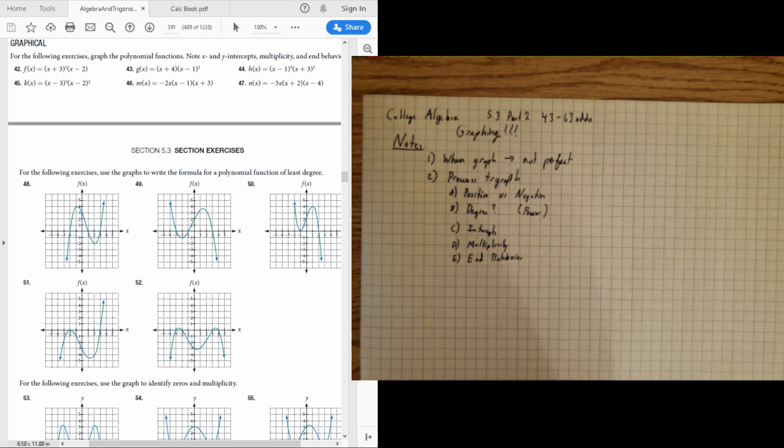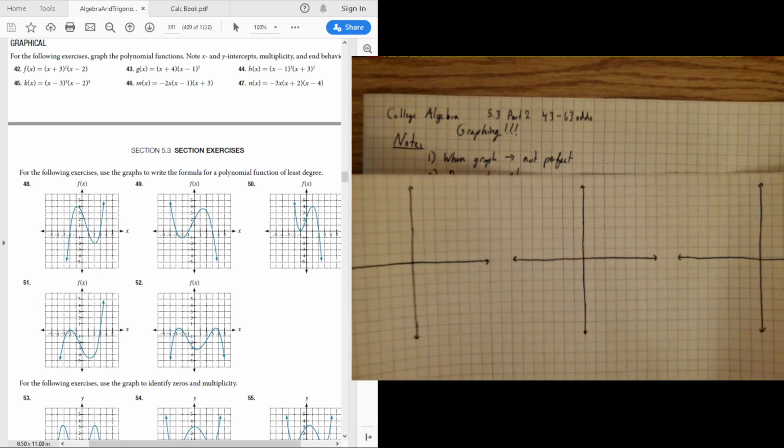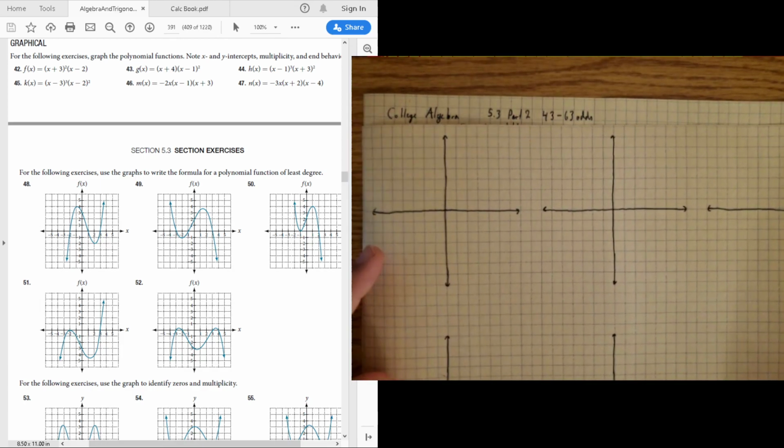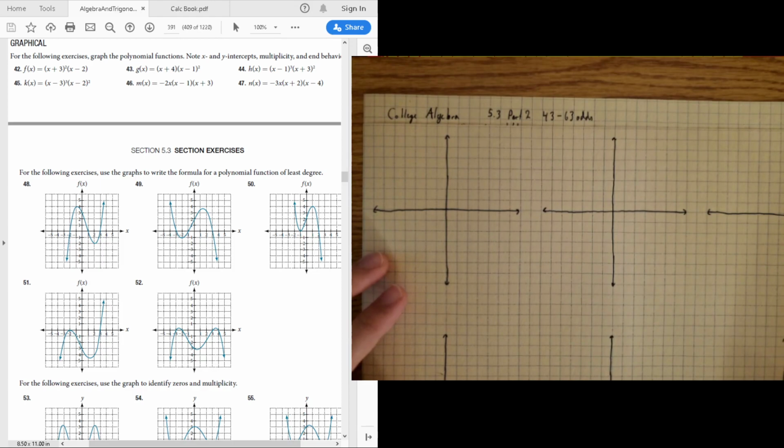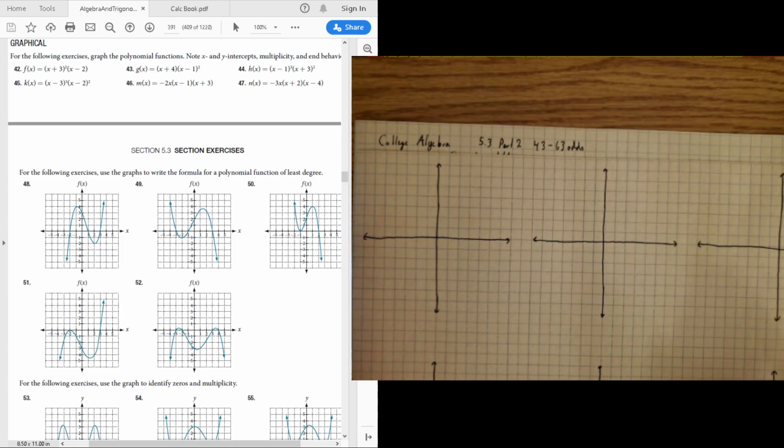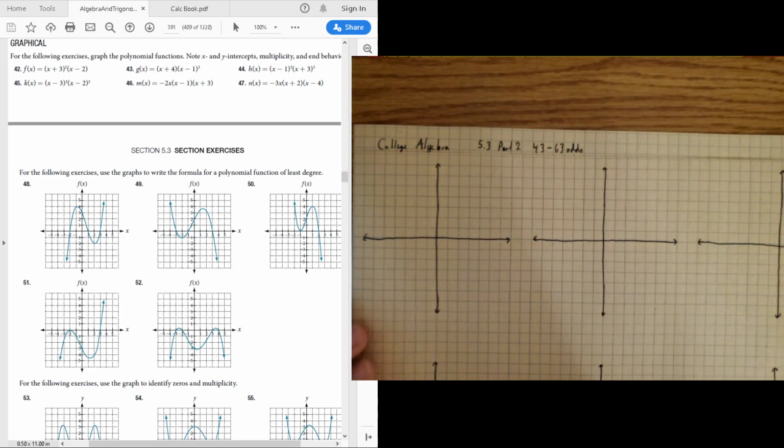So let's take a look at our first problem, which is number 42. Like I said, for your homework up there, I'm going to be doing all the even ones to kind of get you a good idea of what these feel like. So let's take a look now at number 42.